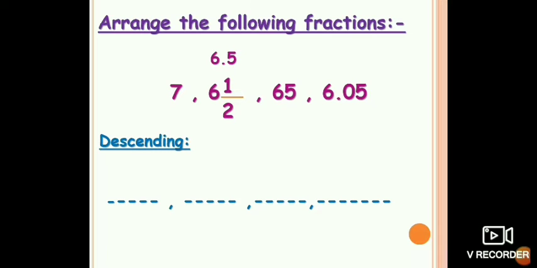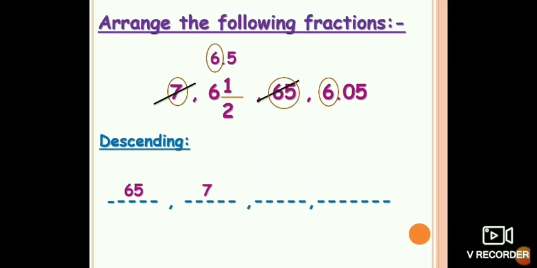Okay, now when we start to compare them, we compare the whole numbers first. And if the whole numbers are the same, we compare the first decimal digit on the left, which is the tenths. So here, let's check the whole numbers first. Here we have 7, 6, 65, and 6. Now, which one is the greatest? The 7 or 6 or 65? Of course, the 65, so we write it first. Now, after this, we have 7 and 6. Which one is greater? Of course, the 7.